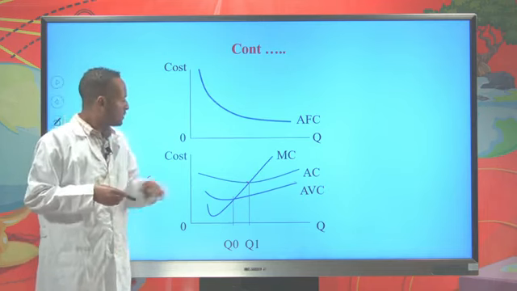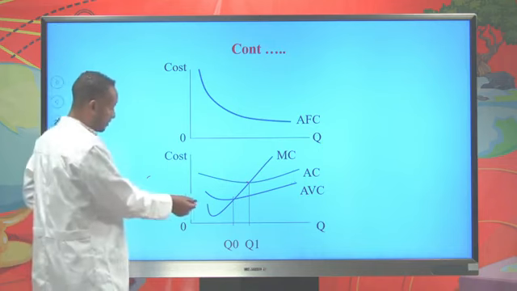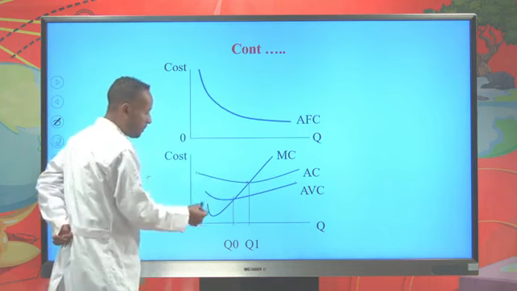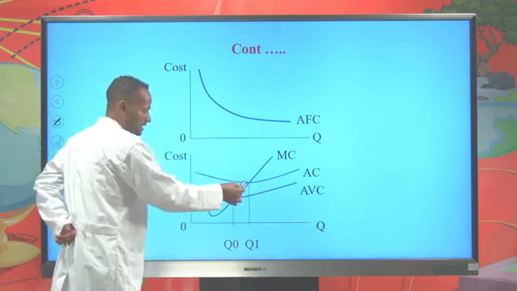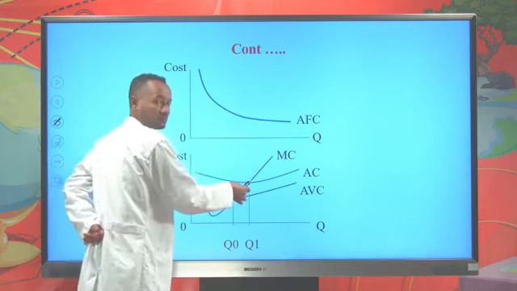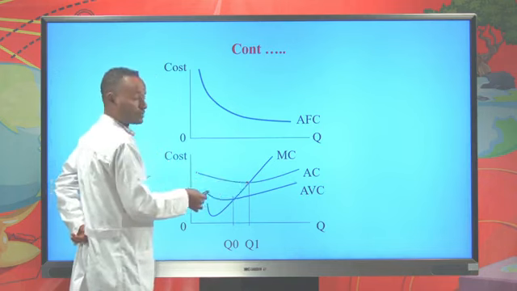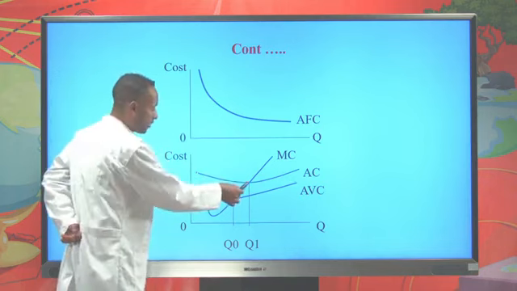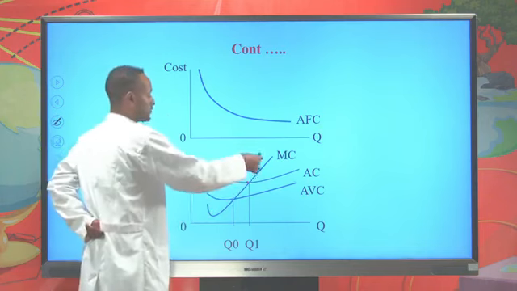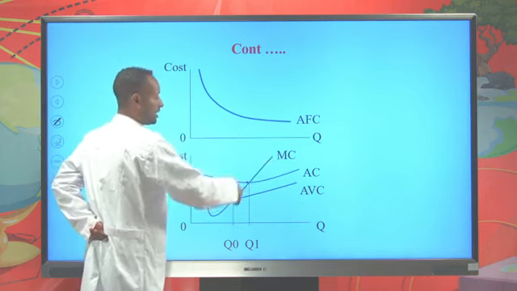The other relationship, between the MC and the AC curve, is this: starting from this point to this point, the average cost of production curve is above the MC. Whenever AC is above MC, the AC decreases. At this point, the MC curve equals the AC curve. Whenever MC equals AC, AC is at its minimum. Beyond this point, MC is above AC. Whenever MC is above AC, AC increases.